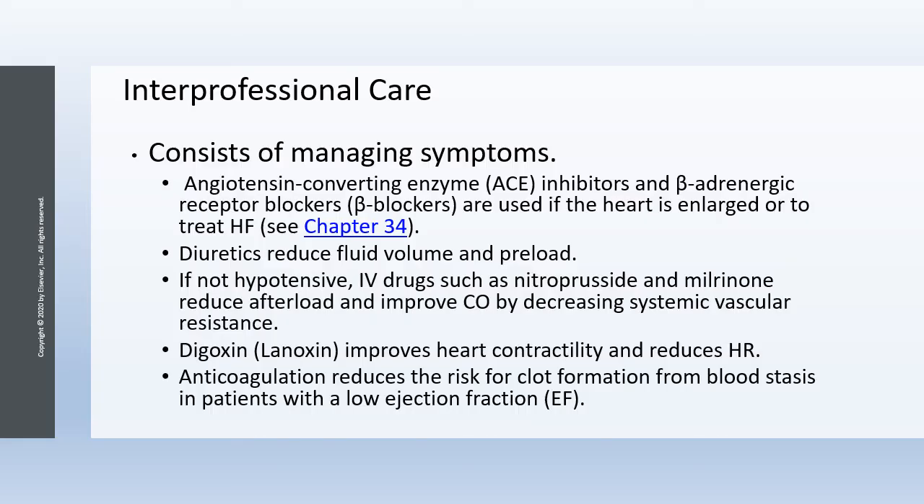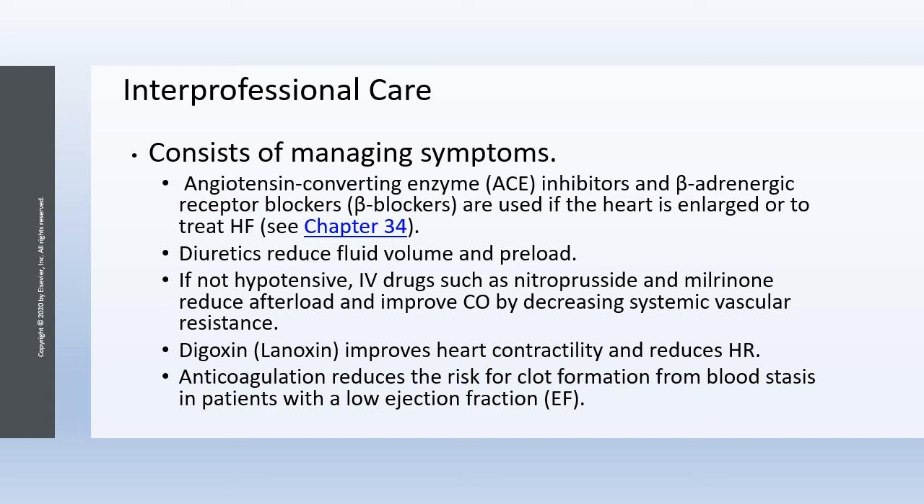Treatment consists of managing the symptoms. Angiotensin-converting enzyme inhibitors, or ACE inhibitors, and beta-adrenergic receptor blockers, or beta blockers, are used if the heart is enlarged or to treat heart failure. Diuretics reduce fluid volume and preload. If the patient is not hypotensive, IV drugs such as nitroprusside and milrinone reduce afterload and improve cardiac output by decreasing systemic vascular resistance. Digoxin improves cardiac contractility and reduces heart rate.